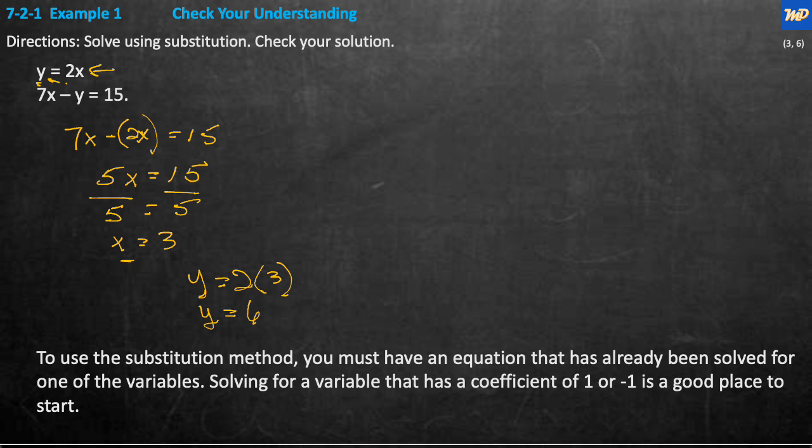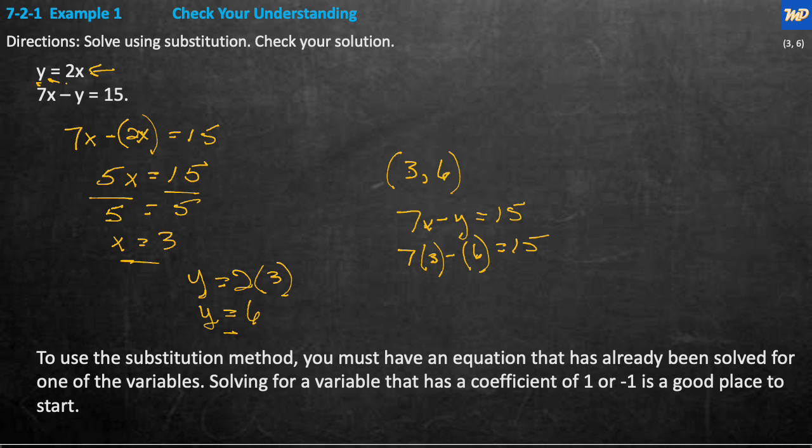So here's our x value and our y value. So I'm going to draw them. So it's 3, comma 6. That's the ordered pair. Okay, so now check it. So let's go back into the 7x minus y is equal to 15. That's the equation we're going to substitute back. So we're going to put the 3 for our x. So we're going to have 7 times 3 minus 6 is equal to 15.